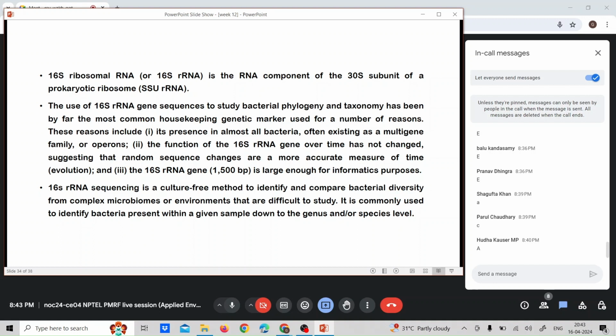So you will have consistency while doing this study, suggesting that the sequence is very conserved with evolution, and it's large enough for informatics purposes. To rely on the data, it's large enough, around 1500 base pairs long. One more advantage is you can go for a culture-free method in this. As you told, you go for sequencing methods or culture-free methods. So for that, you use the 16S rRNA.